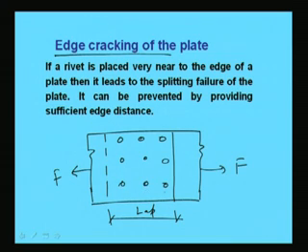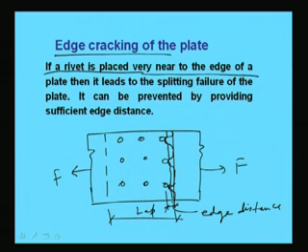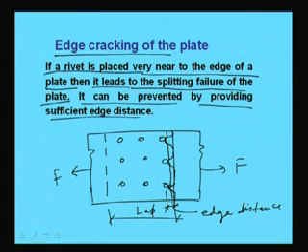So, now what we see is that this edge distance is less. When this distance is less, what will happen? This will crack like this, right. So, cracking will occur. If a rivet is placed very near to the edge of a plate, then it leads to the splitting failure of the plate. It can be prevented by providing sufficient edge distance.